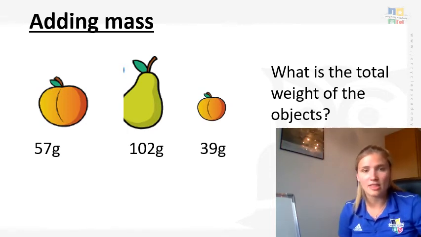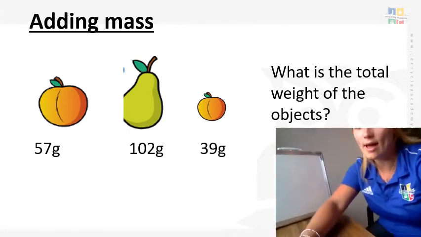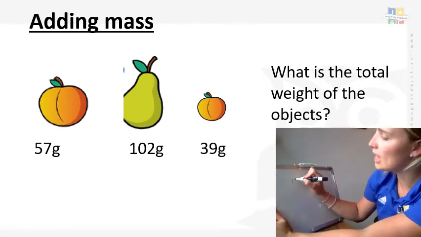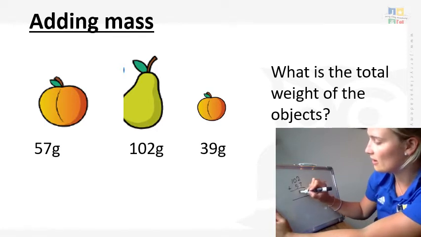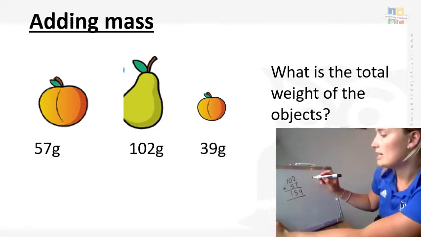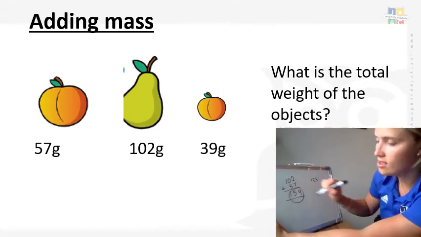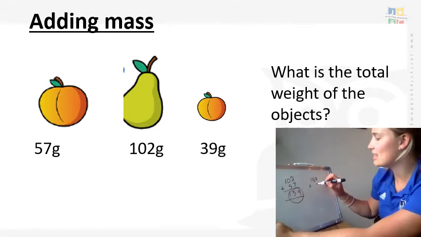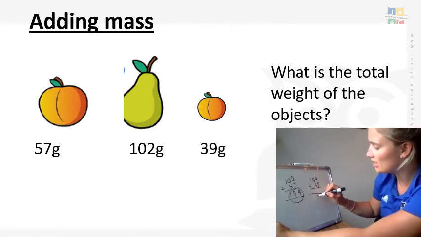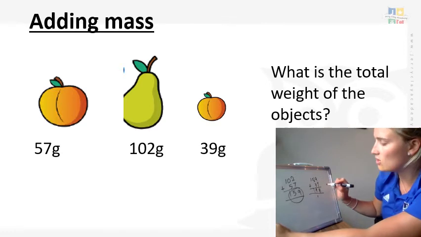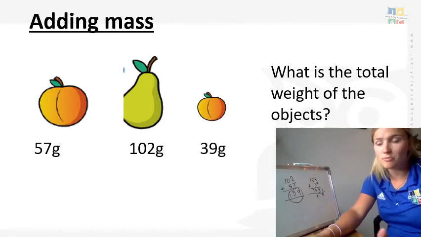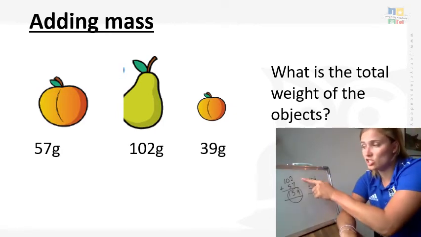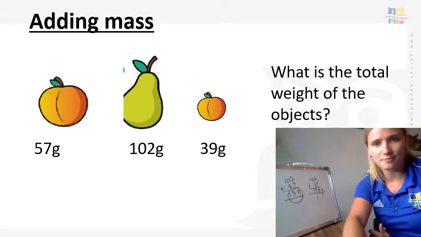Now, you can either do column method and add them all up, or you could add two numbers first and then add your third one after. So I'm going to use column method to do this. I'm going to add my two biggest numbers first, 102 and 57, which if I add together, that's a nice easy one because there's no exchanging. Now, I'm going to use the answer to start it off. And then I need to add the last number. So adding 39, I should get the answer 198 grams, which will be my total. So just because it is three numbers to add, you don't do it any differently. You add your two numbers first and then add the final one after.